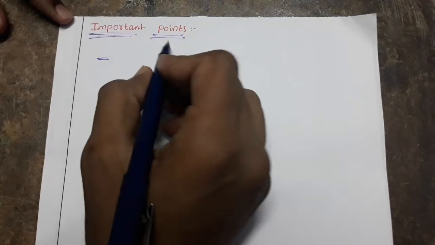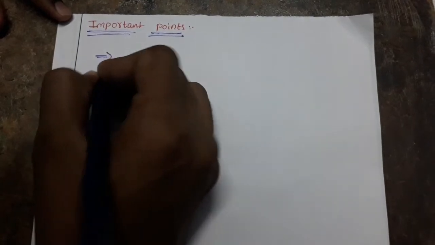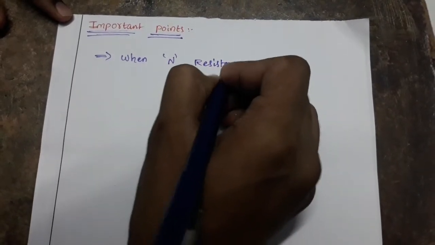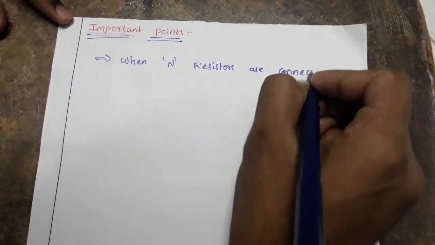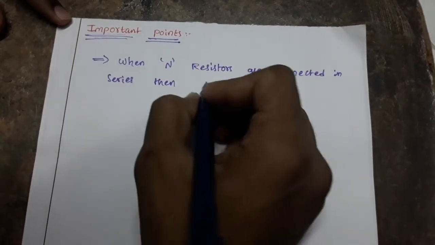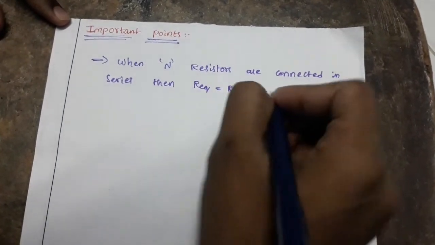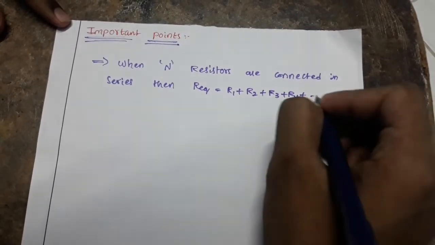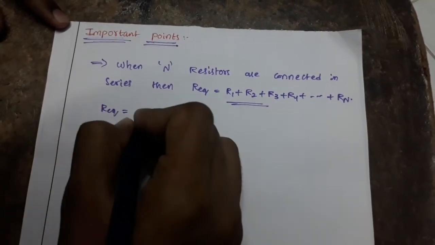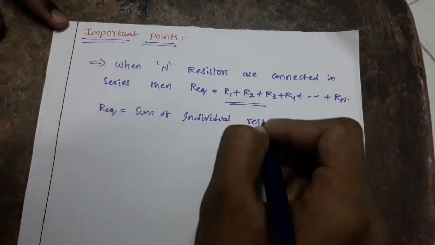Friends, important points regarding series connection of the resistors. When n resistors are connected in series, then equivalent resistance, that is R equivalent equals R1 plus R2 plus R3 plus R4 plus so on plus Rn, that is equivalent to the sum of individual resistances.